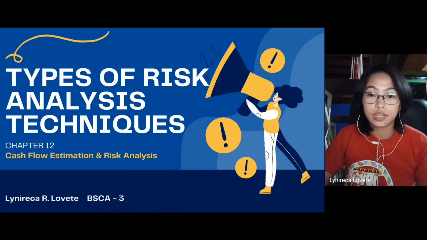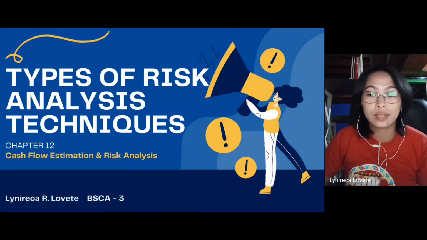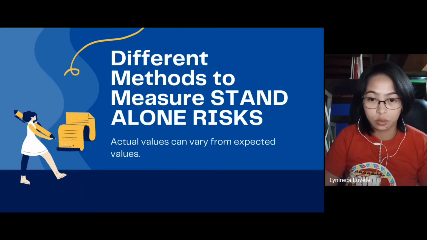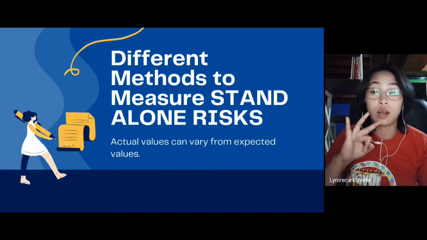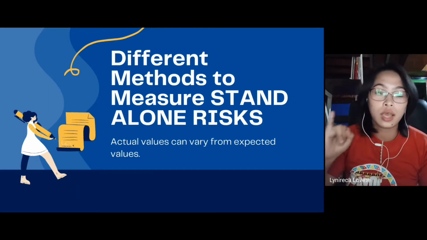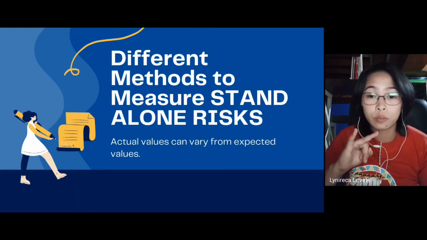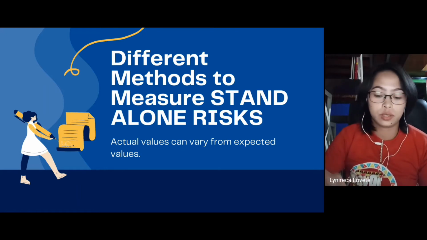So I will be presenting the different types of risk analysis techniques. There are different methods to measure the standalone risk. Remember, the standalone risk is one of the risk analyses discussed by the previous presenter. There are three types of risk: the standalone risk, the corporate or within-firm risk, and the market or beta risk.